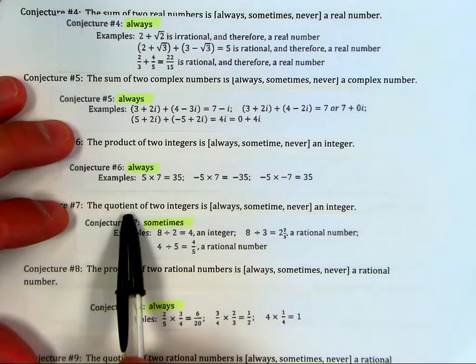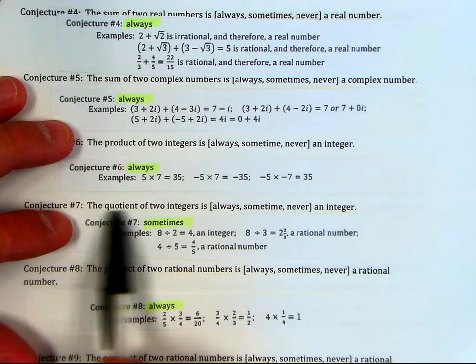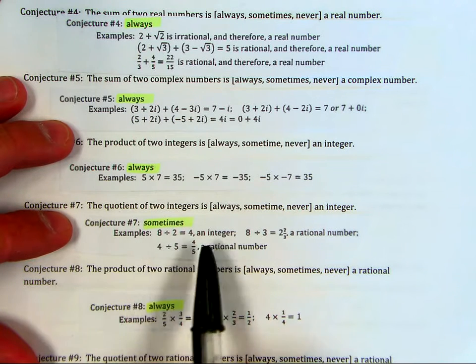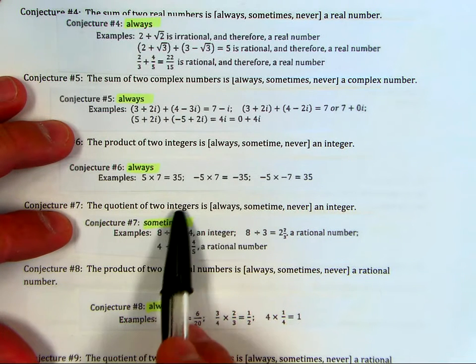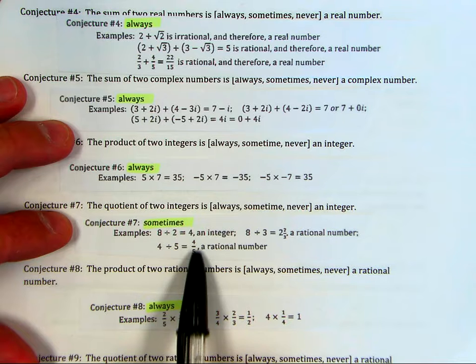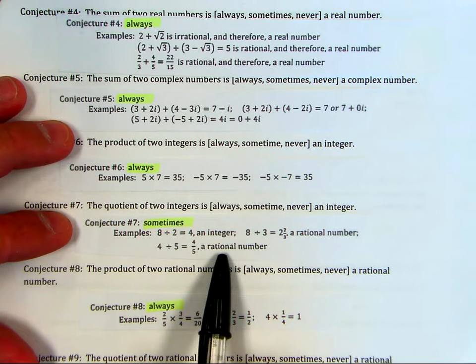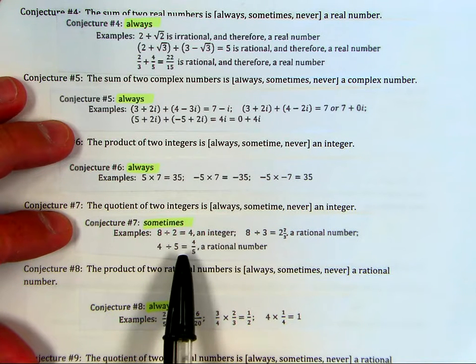Now when it says the quotient of two integers, quotient is dividing. You're multiplying by the reciprocal. The time when you don't get an integer is when you make it a fraction. But it's still a rational number. So in other words, we're still closed. The real numbers are still closed under addition and multiplication.